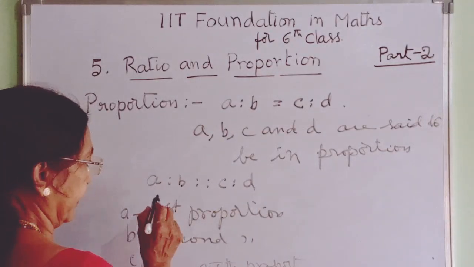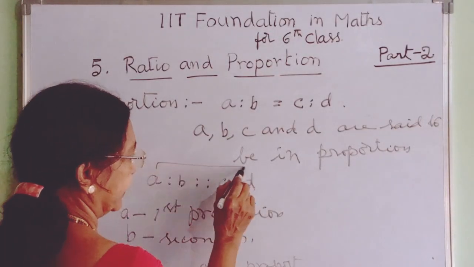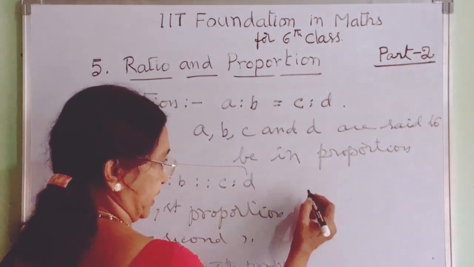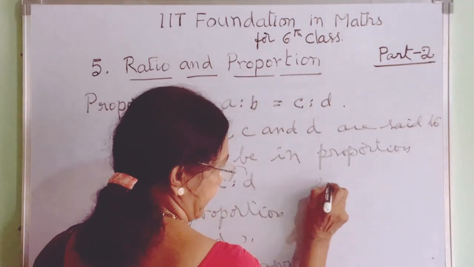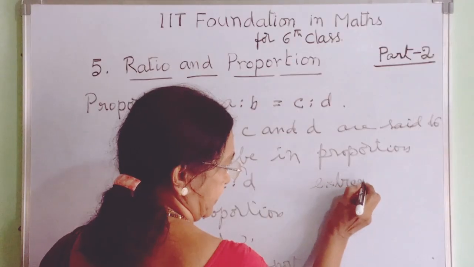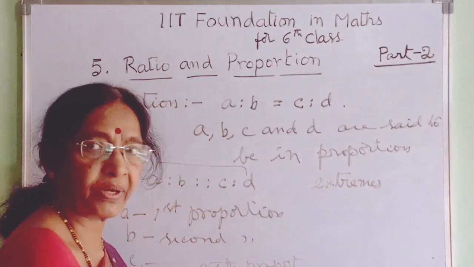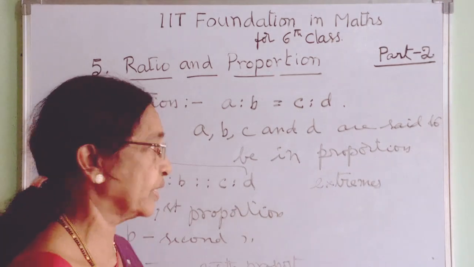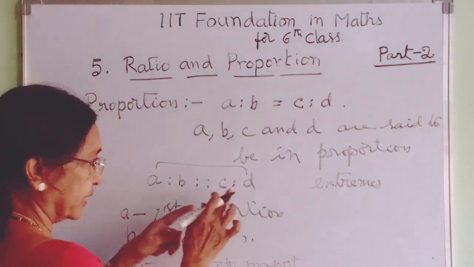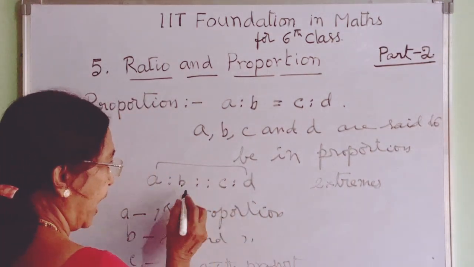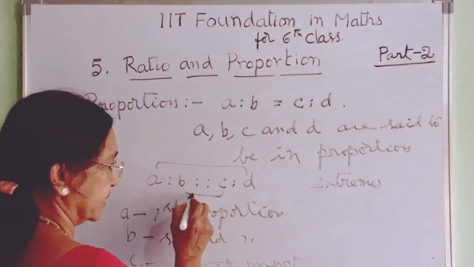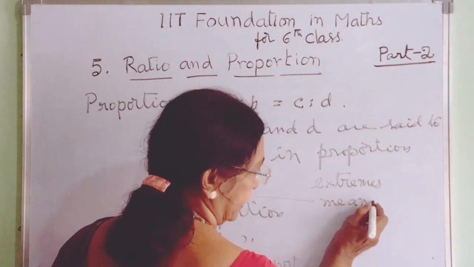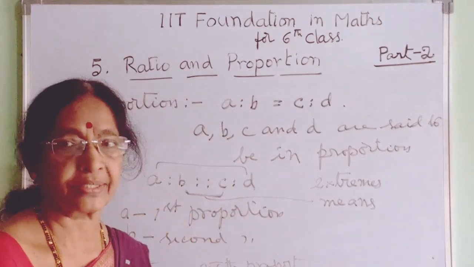A and D, the first and the last terms of the proportion, are called the extremes. They are in the extreme places, first place and last place. Therefore, A and D are called the extremes. And the middle terms, B and C, are called the means.